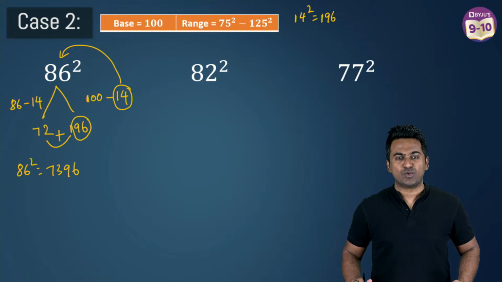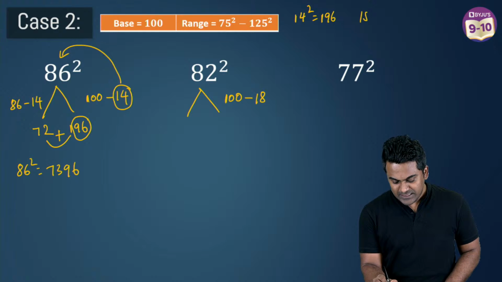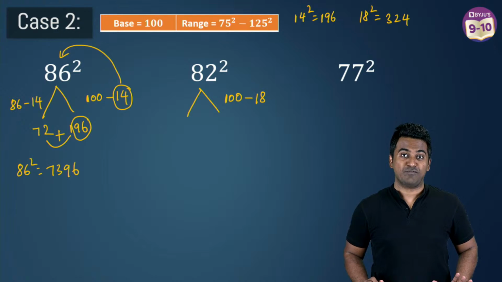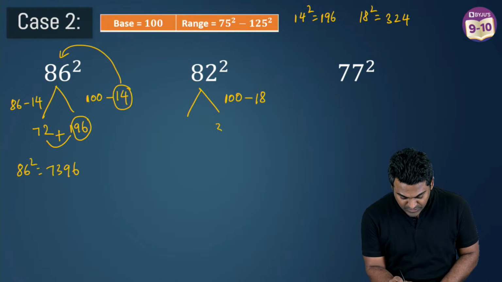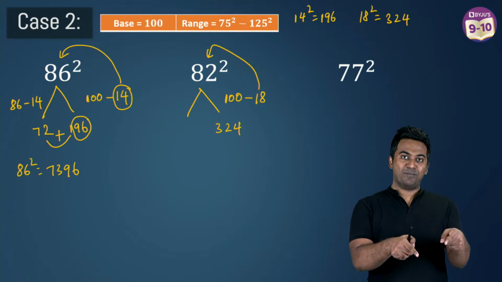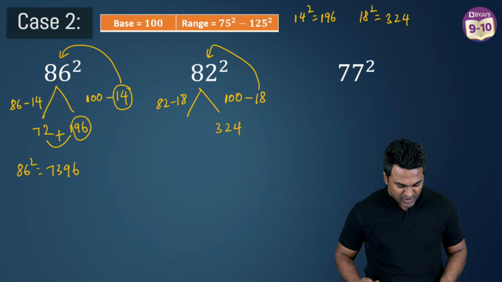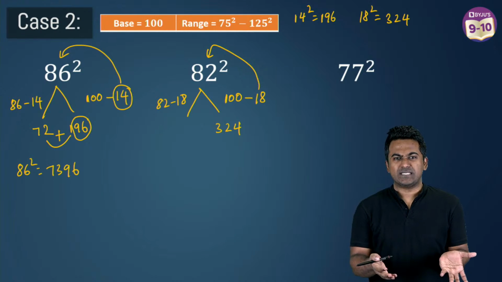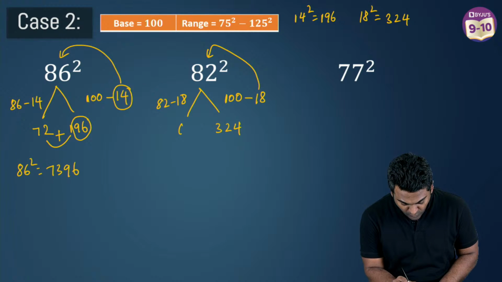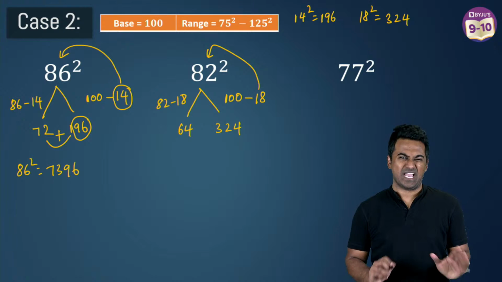Moving on to 82 square now. 82, how much is that? 100 minus 18, I believe. Yes, so how much is 18 square? 18 square is going to be 324. I'll write that down, of course. So 324, and I'm going to subtract 18 from 82. And what do I get? 82 minus 18 is going to be how much here? 82 minus 20 is 62. So this is going to be 64, right? Yes, 64. Yes, I believe I'm correct.